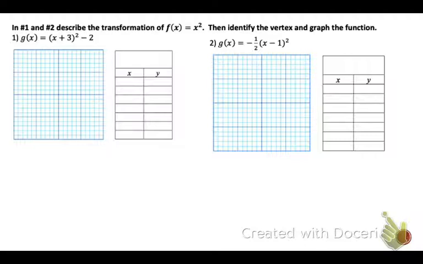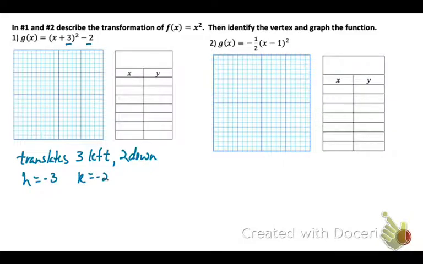I notice an h and a k value, so that means I'm going to have a shift left or right, up or down. Since I have a plus 3, I know that this is going to translate 3 to the left. And since I have a minus 2, it's going to translate 2 down. So let's write our h and our k values. Our h is negative 3 and k is negative 2, which is our vertex.